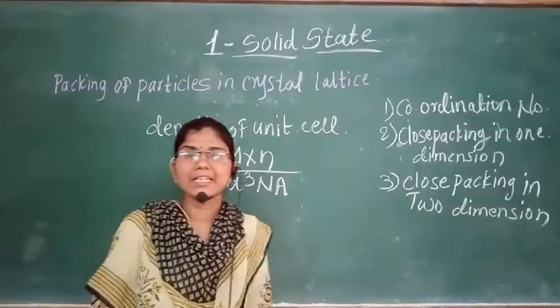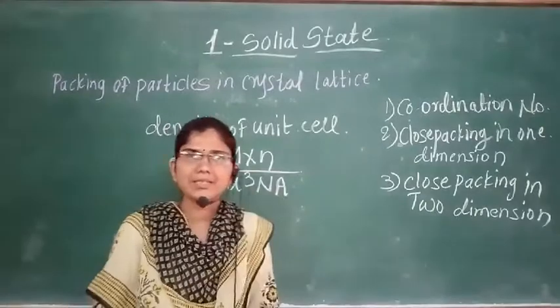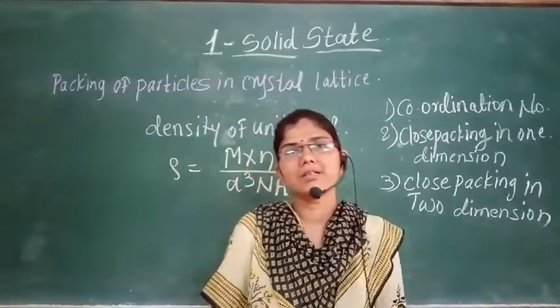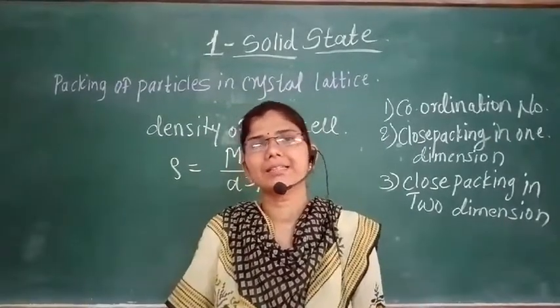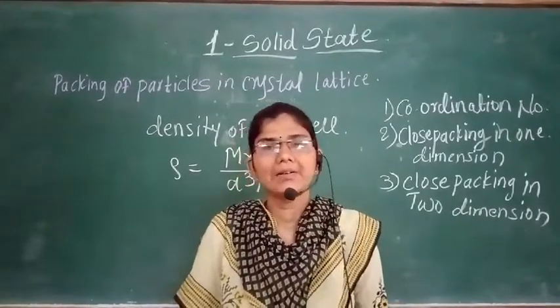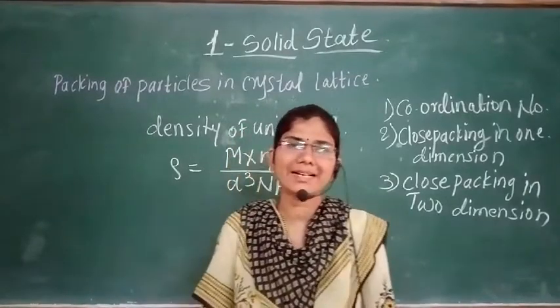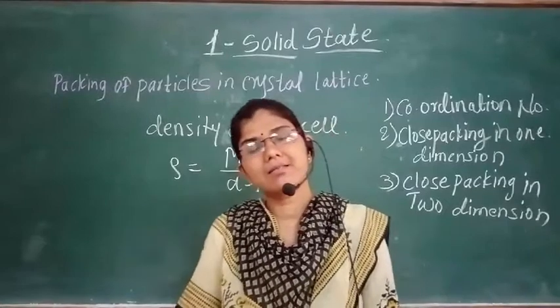Here a is the edge length of the unit cell and Na is Avogadro's number, which is equal to 6.022 into 10 raised to 23 particles. So that part we have covered. That means the relation between density, molar mass and the edge length of the unit cell was discussed in our last lecture.